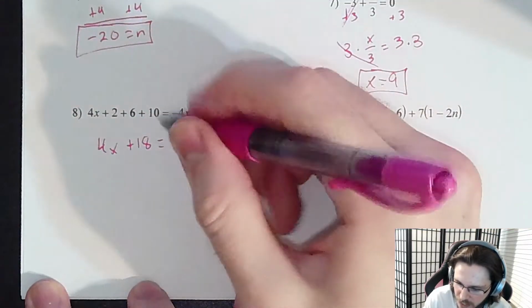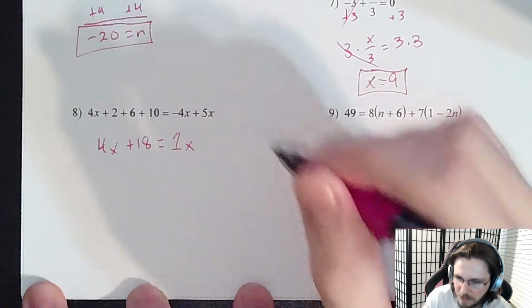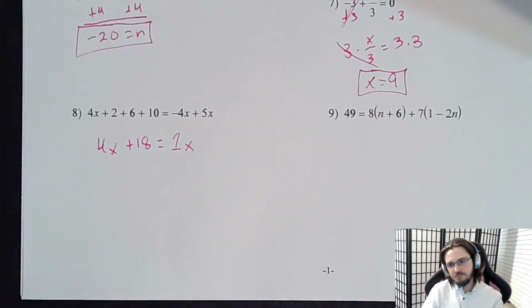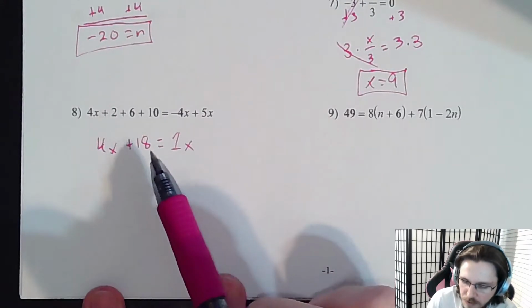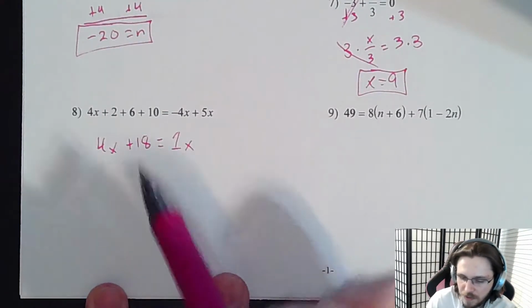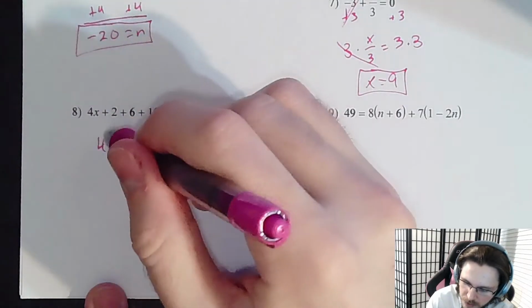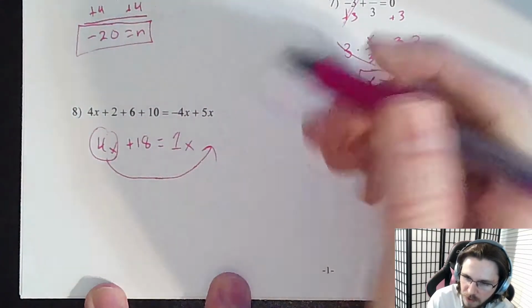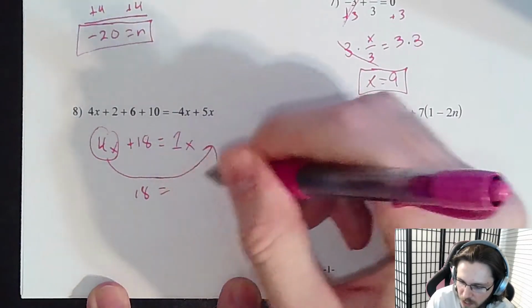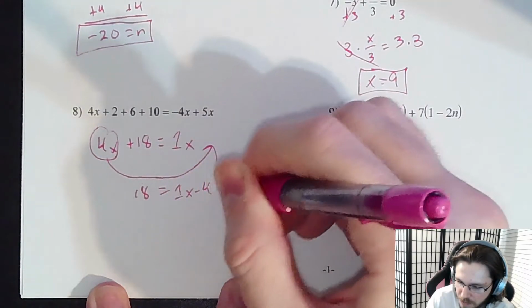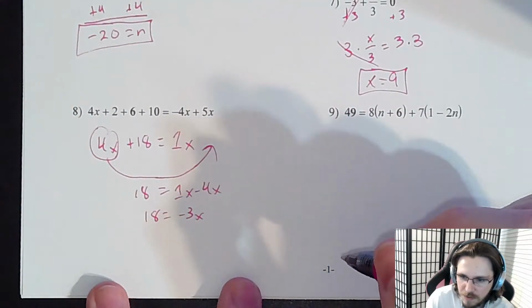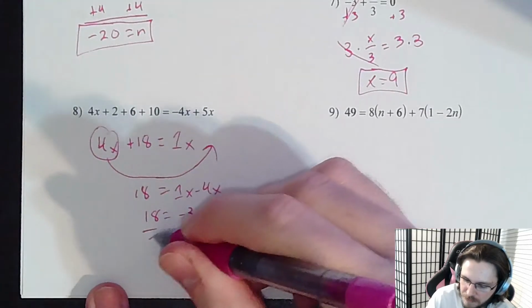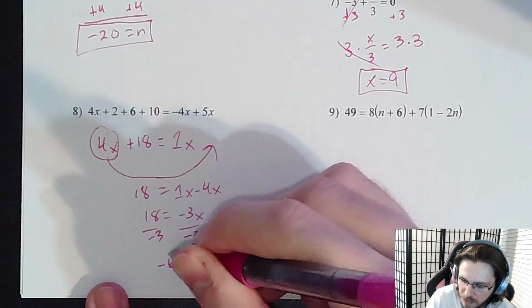Anyways, -4 and 5 is 1x. You don't actually have to write the 1, but I am going to. And now we need to move all of the letters to one side of the equation, all the numbers to the other. So we could either move this 18 over and then the 1x over, but that's 2 steps instead of just doing 1, taking this 4x and moving it over here. When you move something to the other side, it becomes negative. That's a 1x minus a 4x. So 18 is -3x there. Divide both sides by -3 and you're done. You get -6 equals x.